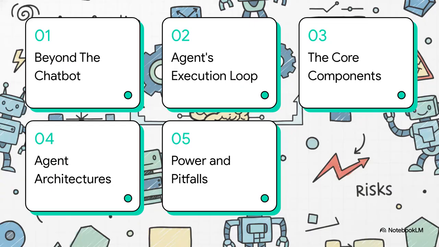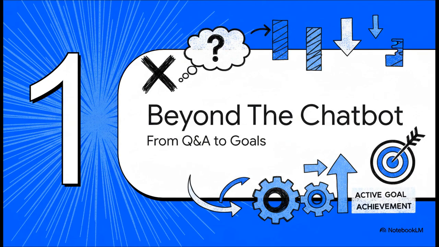So, to really wrap our heads around this, here's how we're going to break it down. We'll start by going beyond the chatbot. Then we'll look at the agent's execution loop, basically how it thinks. After that, we'll cover its core components, check out different architectures, and finally, we'll tackle the big one, the incredible power and the serious pitfalls. All right, let's kick things off with section 1.